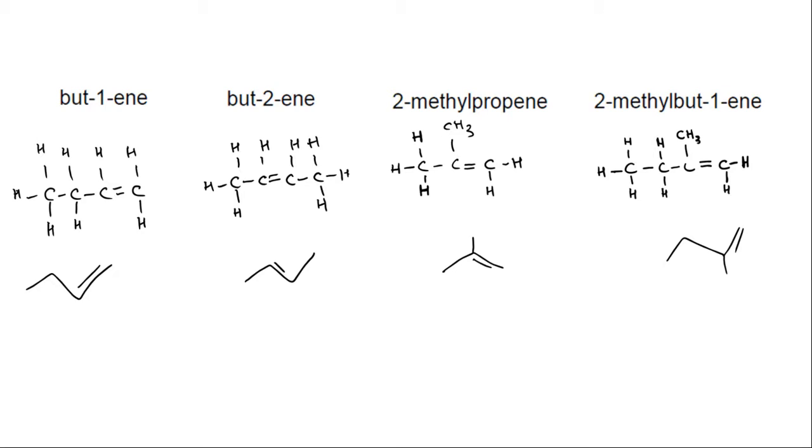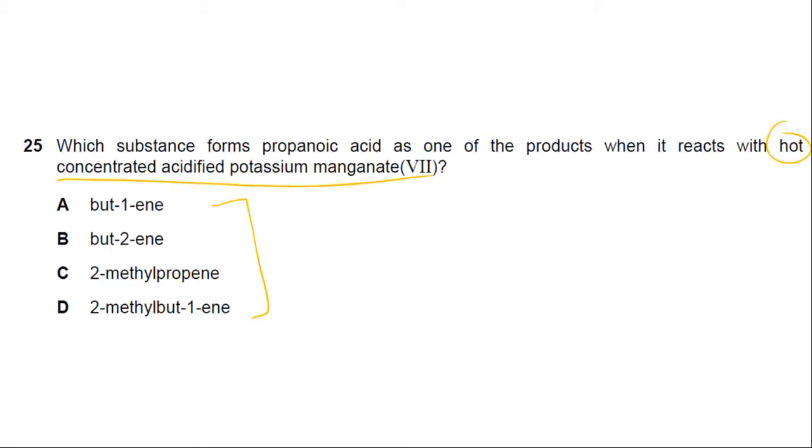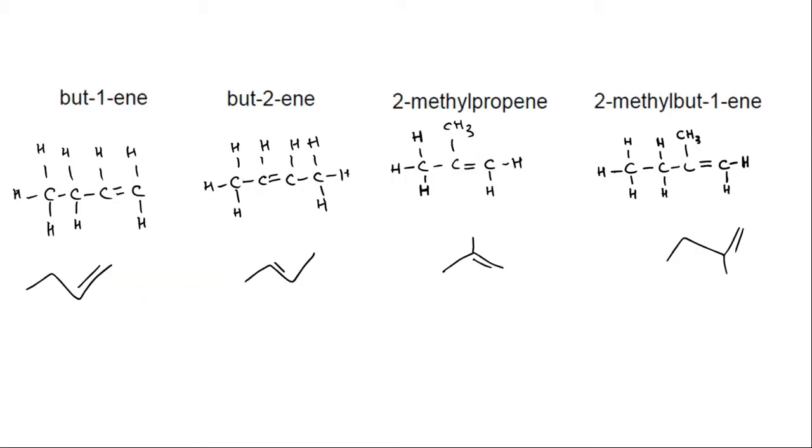But let's see. When you have hot and concentrated acidified potassium manganate, this is a strong enough oxidizing agent to actually break the double bonds. So this will actually break up your double bonds.